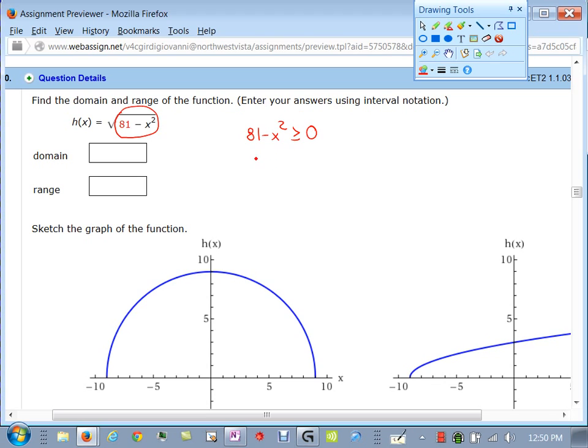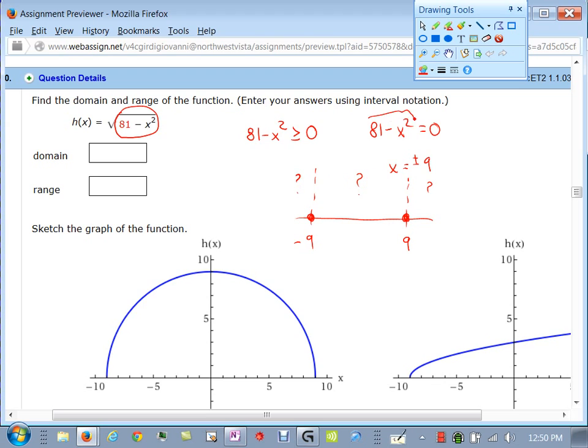Well, you could solve this real quick. Turn it into an equation first. Solve that, you get x is plus or minus 9. So I know that when I'm at 9 or negative 9, I get 0, which is okay. So these points can be there. And the question is, what's happening in these three regions?